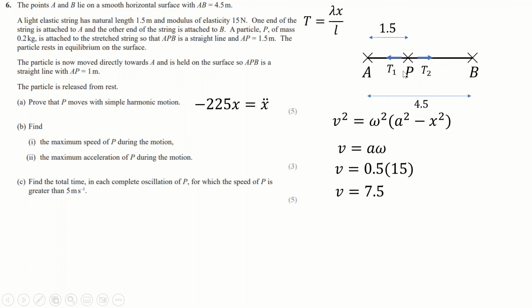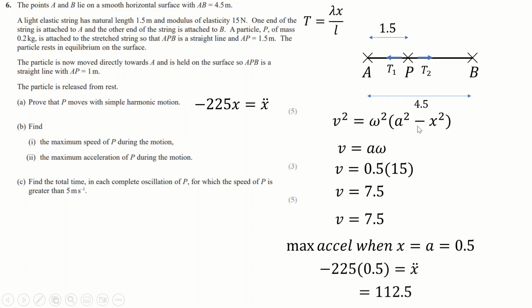So what we could do, there's a few ways of doing this, and what you can do is you're allowed to just use this, right? Acceleration is x double dot, and just put x equal to a, because maximum acceleration is when your displacement is at the end of the simple harmonic motion. So set x equal to 0.5. The minus doesn't really matter here, because it's just the direction, isn't it? So we can just say maximum acceleration is that.